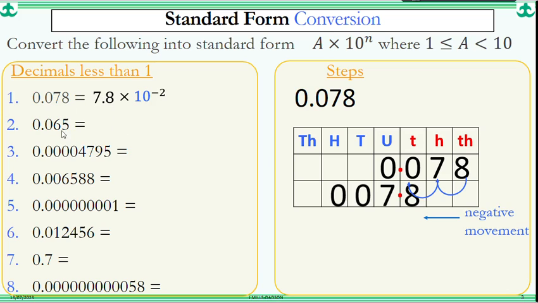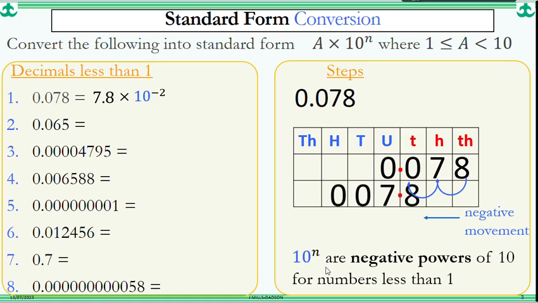So remember, pause the video and see if you can do the remaining yourself. Note, powers of 10 for these must all be negative because they are decimals less than 1. Okay, let's check. What will be your a value here? Number between 1 and 10, that will be 6.5. And if you check the movement, how many movement to the left? That will be 10 to the power negative 2.